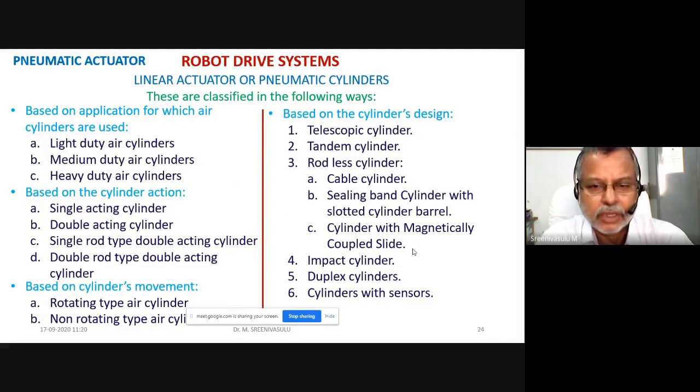And of course, if you want me to broadly classify these pneumatic activators, they have been categorized into four groups. One is based on the application for which air cylinders have been put in use. Second one is based on the cylinder action. Third one is based on the cylinder's movement. Then based on the cylinder's design.